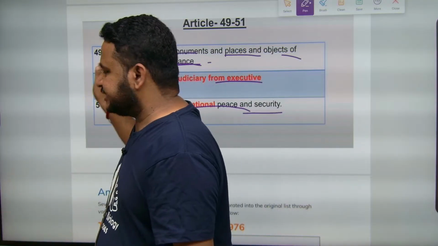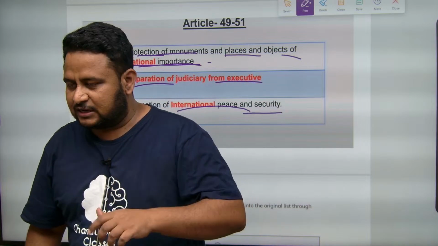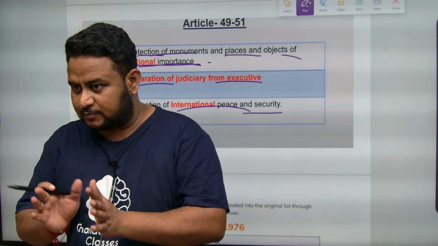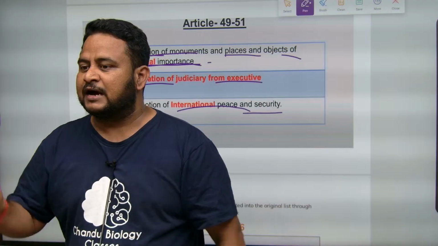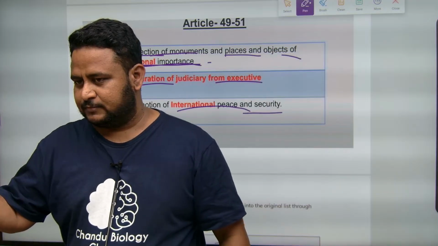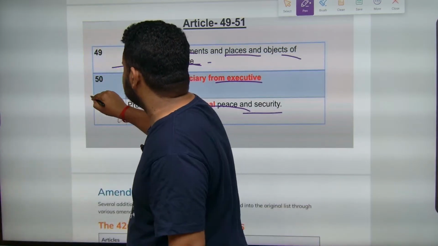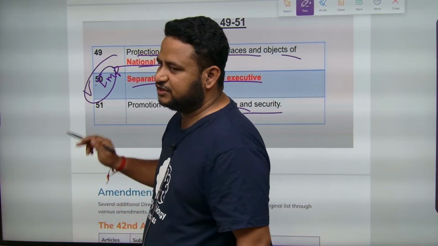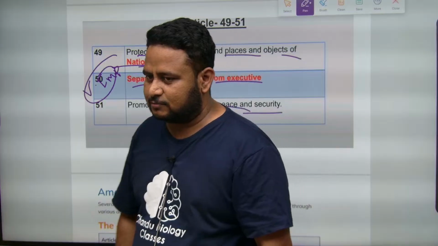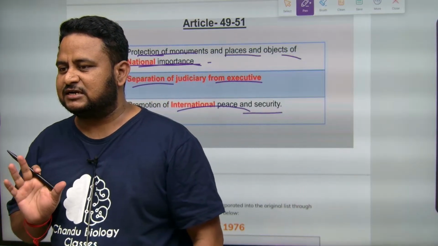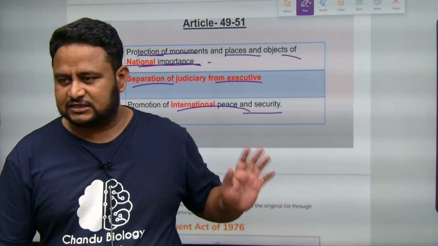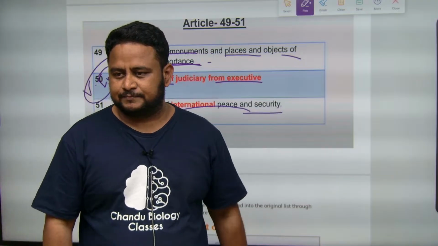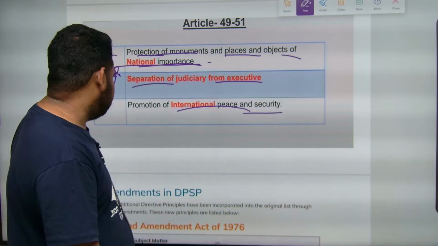So 49 is talking about monuments of national importance, and 50 is talking about separation of judiciary from executive. Article 50 is highly important, because multiple times they have asked questions on it. Very important: separation of judiciary from executive. 51 is talking about promotion of international peace and security. That's it. These are the articles which you have to remember: 48 to 51.